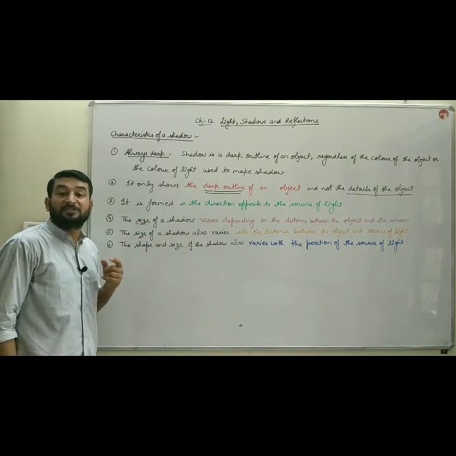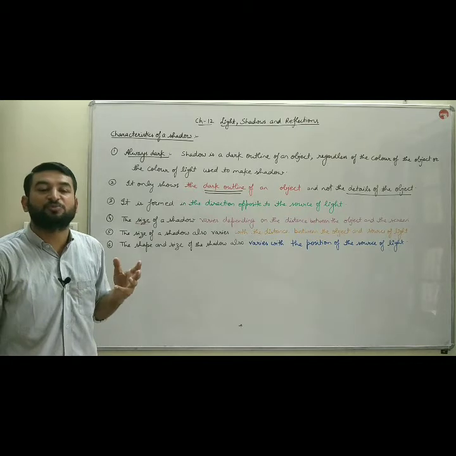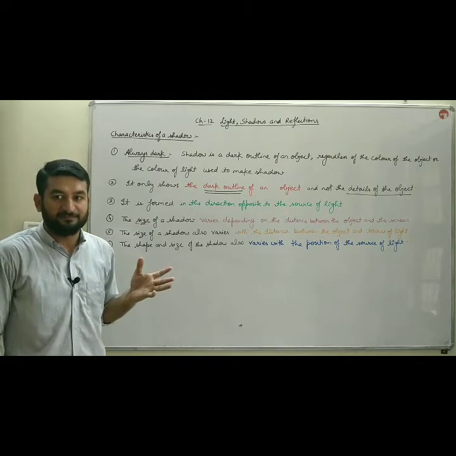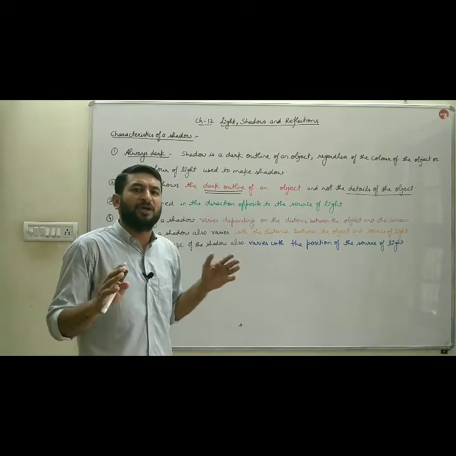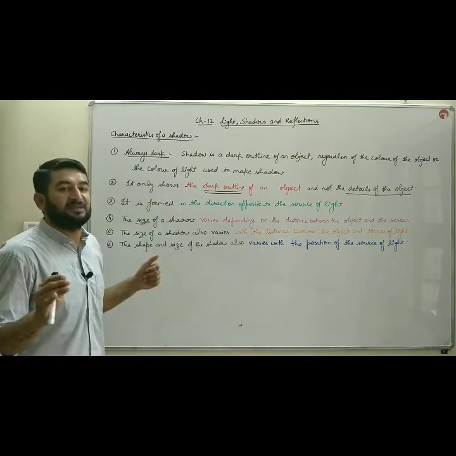You can observe this thing. The shadow of a cat appears to be like that of a tiger. Why? Because their appearance is just the same. So shadow may be misleading sometimes.